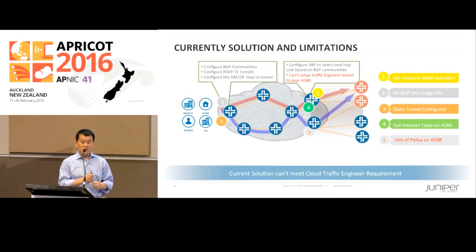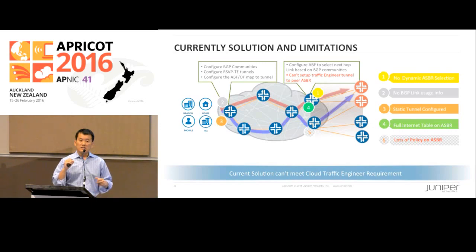The third one is static tunnel configuration. It's always RSVP-TE configured from ingress to egress, and all the nodes are aware of those tunnels. Then there's always a bigger requirement for the ASBR. The ASBR could be a very high-end router which can handle millions of prefixes. We are talking about 500,000 full internet prefixes and a lot of VPN prefixes, which makes the ASBR router very expensive today.